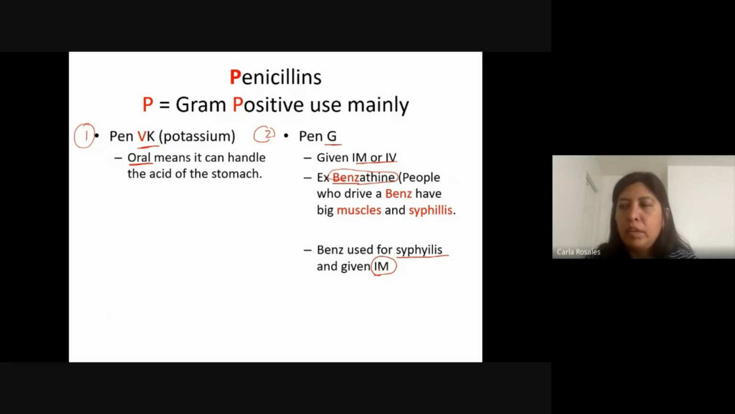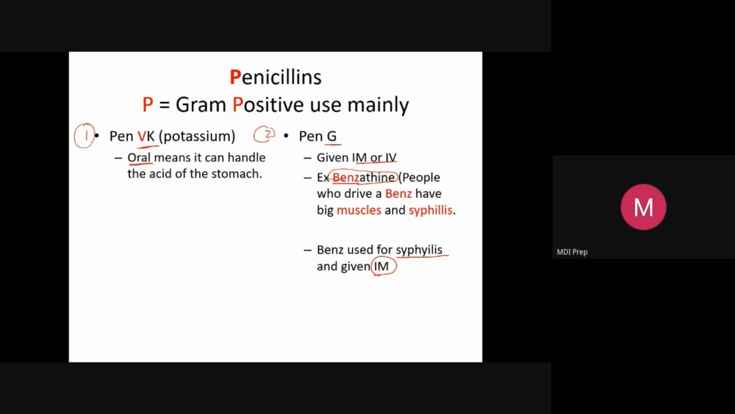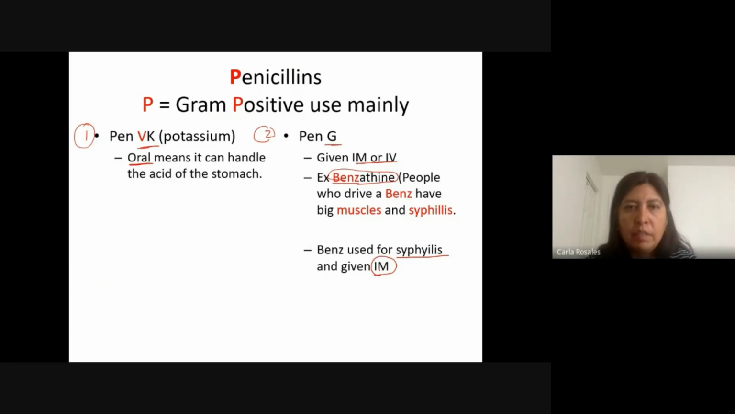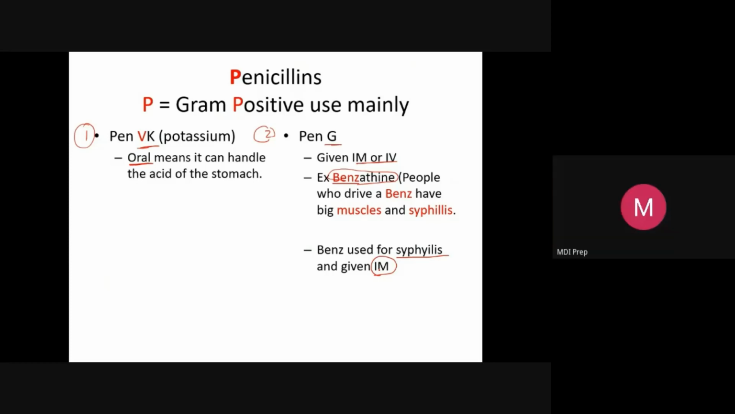Now, let's say, for instance, you gave them a shot of penicillin for syphilis and they had a bad allergic reaction, right? Could you give them another type of penicillin instead?